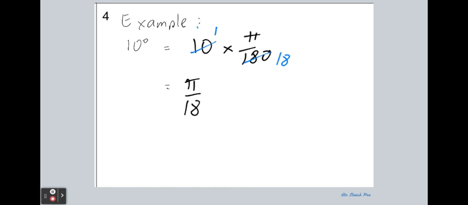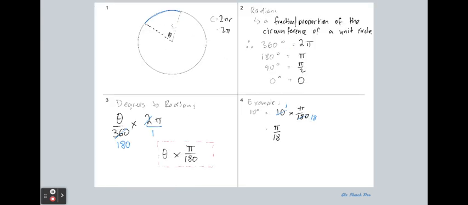You can say pi on 18 radians if you want to, and sometimes they do put a little C like this to say circular angle, but it's not common. It's normally just pi on 18 like that. Any questions? Okay, I'm going to zoom through the rest of it.